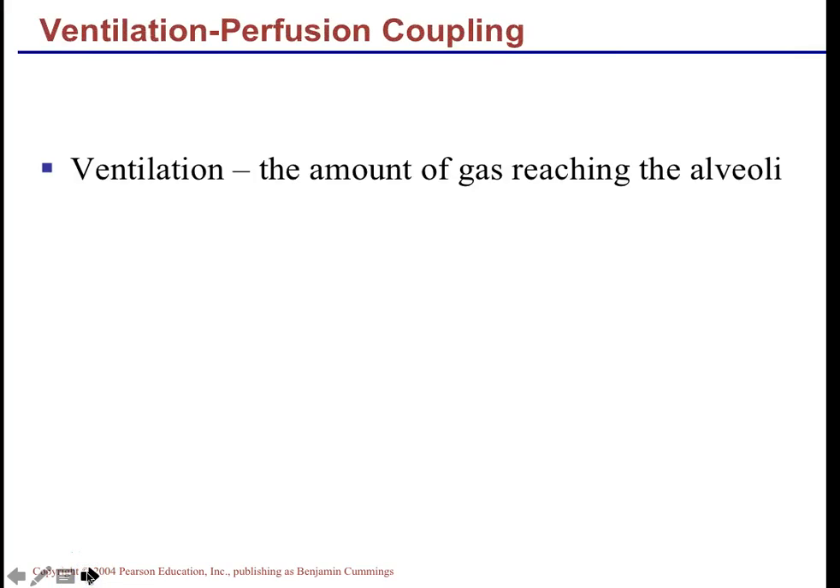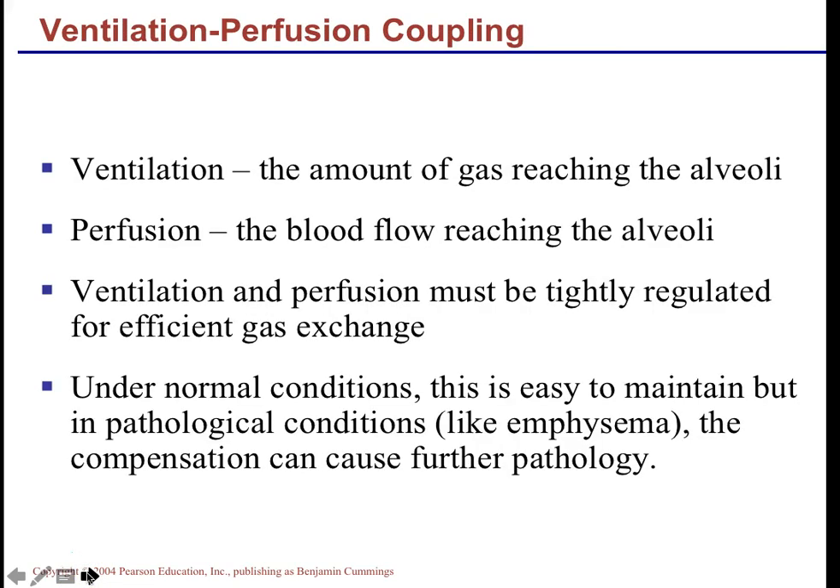Now, this next concept is intuitive, but when you take patho, it's going to very much play a big role in the COPDs and other pulmonary pathologies. And that has to do with the concept of ventilation and perfusion. So let me just read the definition. Ventilation, the amount of gas reaching the alveoli, that's going to be oxygen. Perfusion, the blood flow reaching the alveoli, that's the pulmonary capillary.